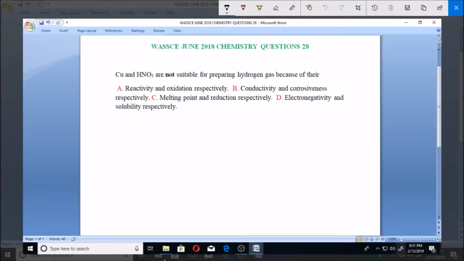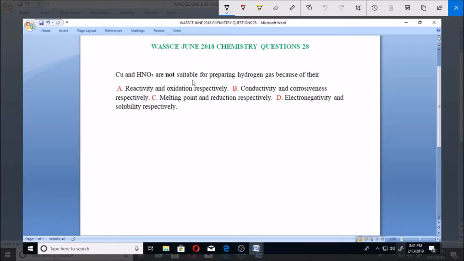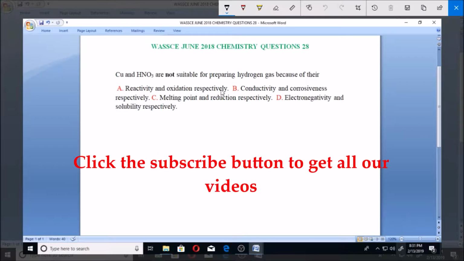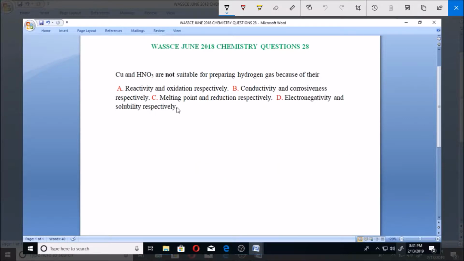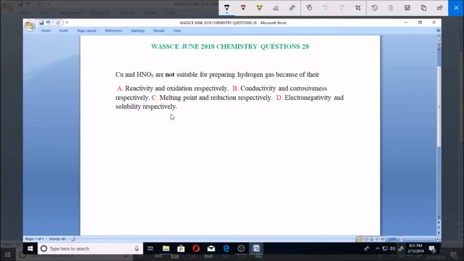Yes, let's look at question number 28 for WAEC Chemistry 2018. Cu, which is actually copper, and HNO3 are not suitable for preparing hydrogen gas because of their: A. Reactivity and oxidation respectively, B. Conductivity and corrosiveness respectively, C. Melting point and reduction respectively, D. Electronegativity and solubility respectively.